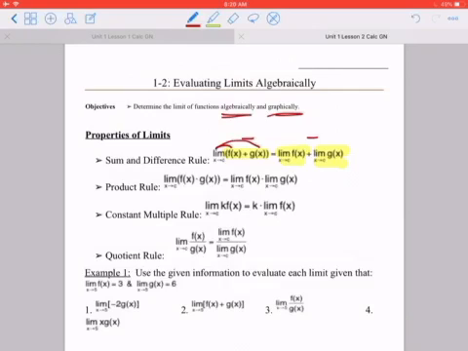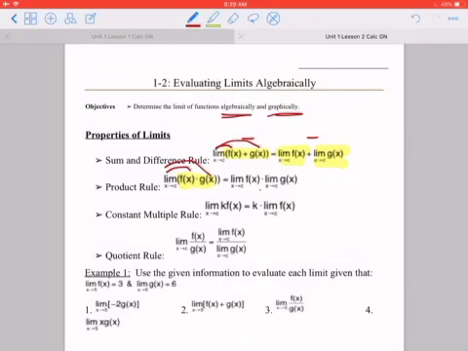Okay? Now your product rule is the same kind of idea, but multiplying between. The limit as x approaches c of f of x times g of x is the same thing as if you distributed and just multiplied at the end. So it is equal to the limit as x approaches c of f of x times the limit as x approaches c of g of x.